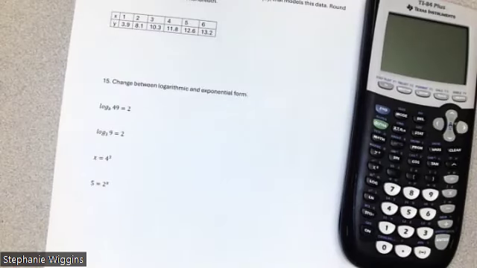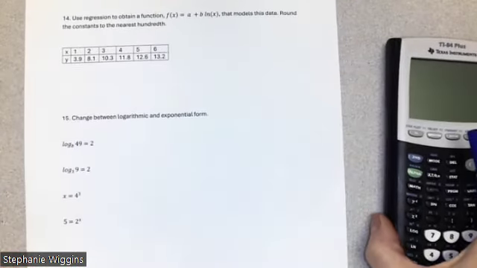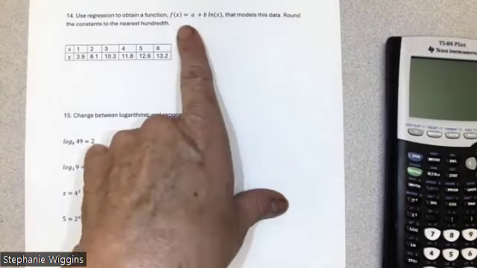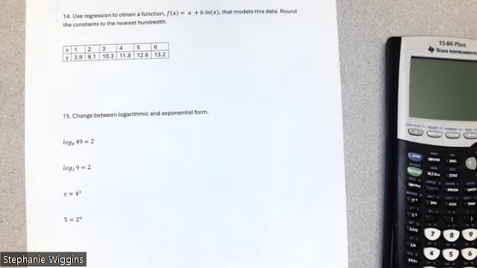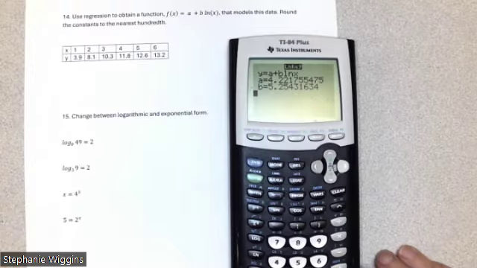Okay, finally, page 4 of the review for test 2. And we are doing regression again. This time we're using a logarithmic model here. So I'm going to use our calculator to enter the data.